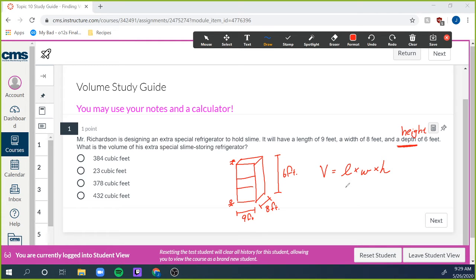So we can say that the length is 9, the width is 8, and the height is 6. So the volume of this refrigerator is going to be 9 times 8 times 6. You're allowed to use a calculator on this test. We're testing your ability to find the length, width, and height and multiply them, not your ability to be able to multiply. So 9 times 8 is going to be 72 times 6, and then 72 times 6 is going to be 432. So this question is going to be 432 cubic feet.